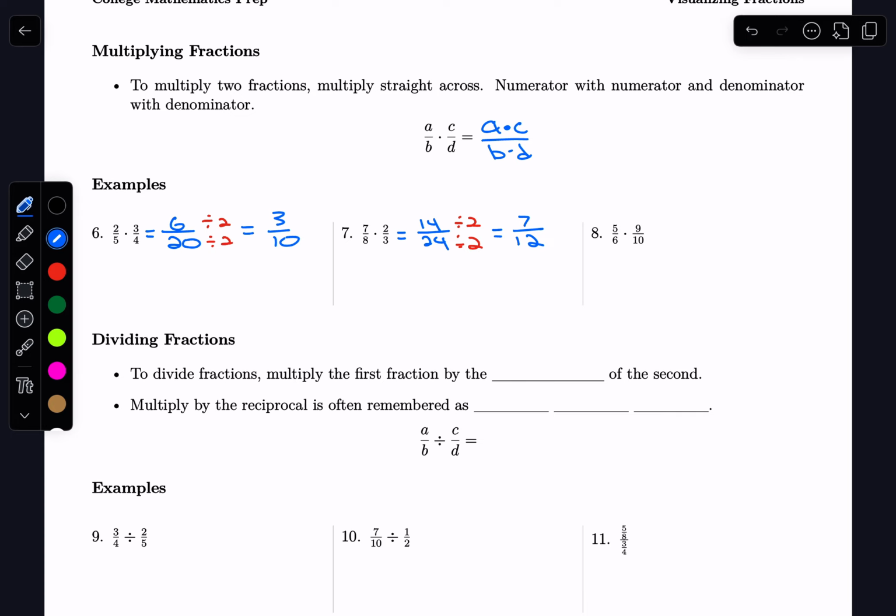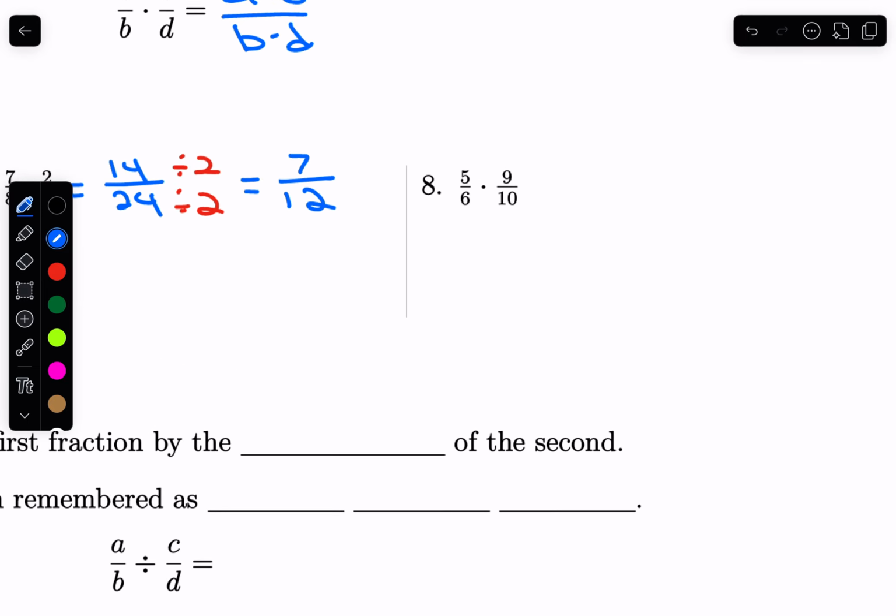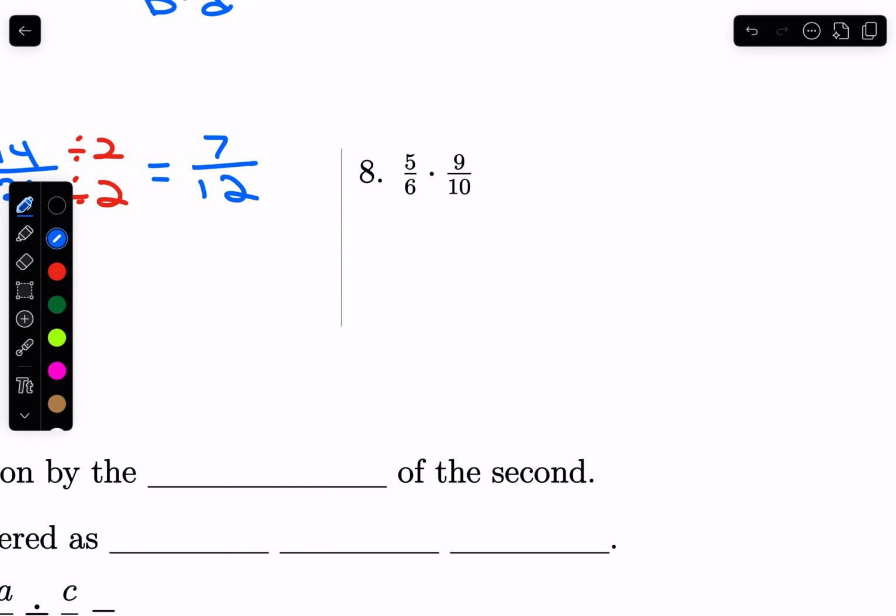Number 8, we have 5 over 6 times 9 over 10. This time I'm going to show you a little trick of how we can do the simplification before we multiply. So I'm going to zoom in on this one a bit. Before I actually multiply, I'm just going to rewrite each of these fractions using their prime factorization. And I'm going to write it below to make it clear which one is which. So 5 over 6, 5 is a prime number, so I'm going to leave it alone. But 6 is 2 times 3.